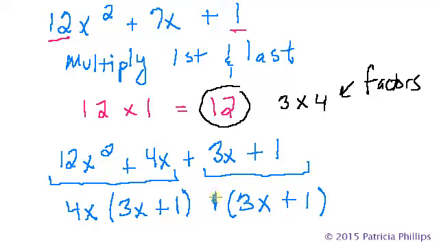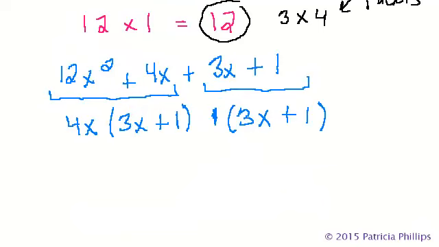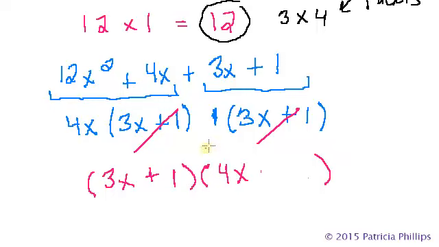Okay. So there we have it. We have the same thing. And all we're going to do right now is 3x plus 1. They're both being multiplied by the same thing, so you can just write it once. And that's it.